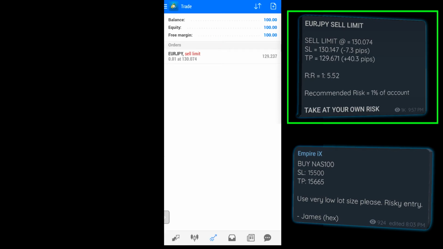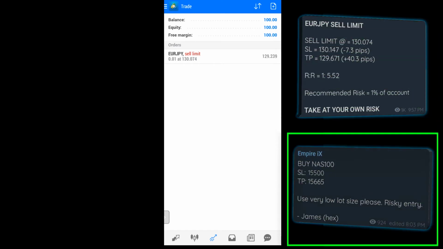Now it's going to take us to our trade page, and we're going to see Euro JPY sell limit. Now this trade is not currently active, and the reason is because this is a pending order. We're waiting for price to rise, tap that sell limit, and then drop. So we're going to have to be patient. Now let's focus on the NAS 100 trade, which is a market execution buy.